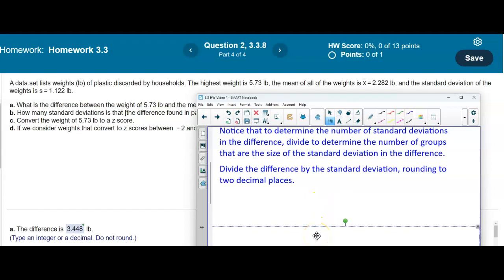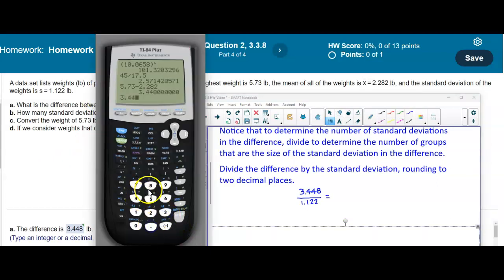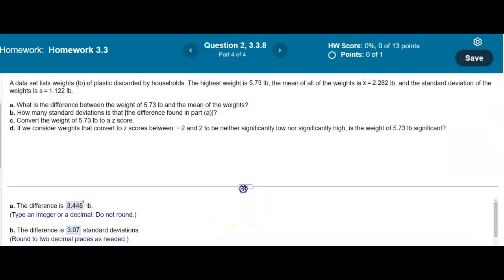So we found that the difference was 3.448 pounds. And then we're going to divide it by the standard deviation. And the standard deviation in our problem up here is 1.122 pounds. And then we're going to round that to 2 decimal places. So let's go ahead and do this. 3.448, divide that by 1.122, and then we get 3.07 if we round to 2 decimal places. So the difference is 3.07 standard deviations. So it's 3.07.